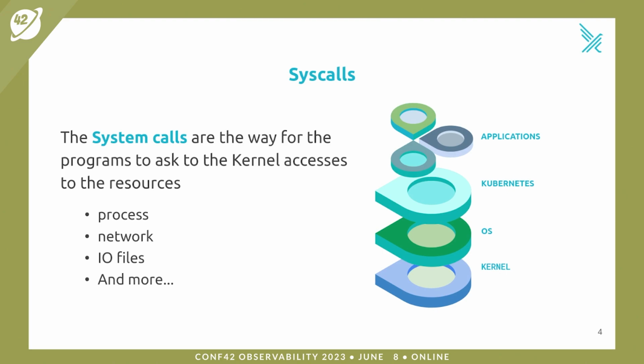If you're familiar enough with the Linux ecosystem, you already know about glibc, or musl for Alpine. Basically, glibc is the library used by your applications to call the system calls. You can see the system calls as an API and glibc as an SDK.